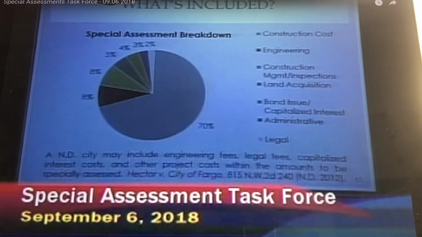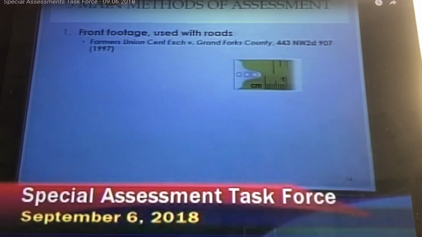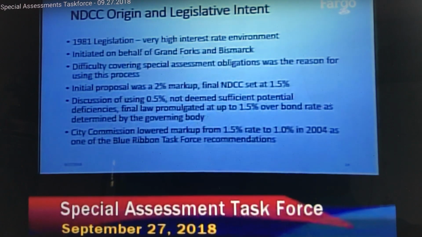That doesn't mean from a policy perspective that the city can't decide, well, we want to reduce the amount of engineering fees, or we want to reduce the bond issuance costs. That's a policy decision, but legally cities can include all of those costs within there. We're in a strong community. People pay their special assessments. We don't have delinquencies, so we felt comfortable to lower it from 1.5 to 1.